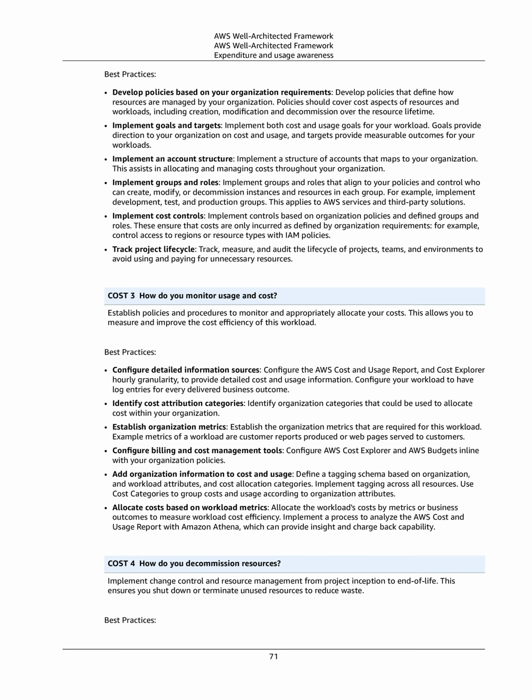Cost 3. How do you monitor usage and cost? Establish policies and procedures to monitor and appropriately allocate your costs. This allows you to measure and improve the cost efficiency of this workload. Best practices. Configure detailed information sources. Configure the AWS Cost and Usage Report, and Cost Explorer Hourly Granularity, to provide detailed cost and usage information.